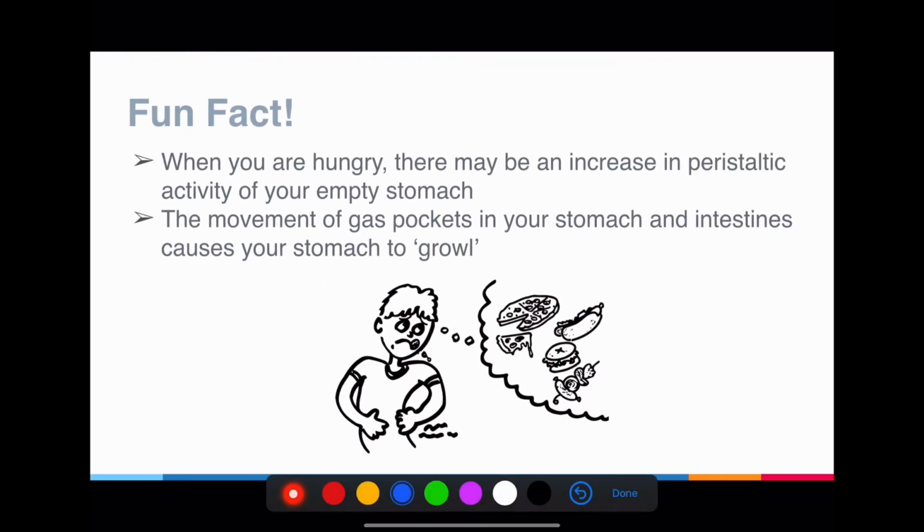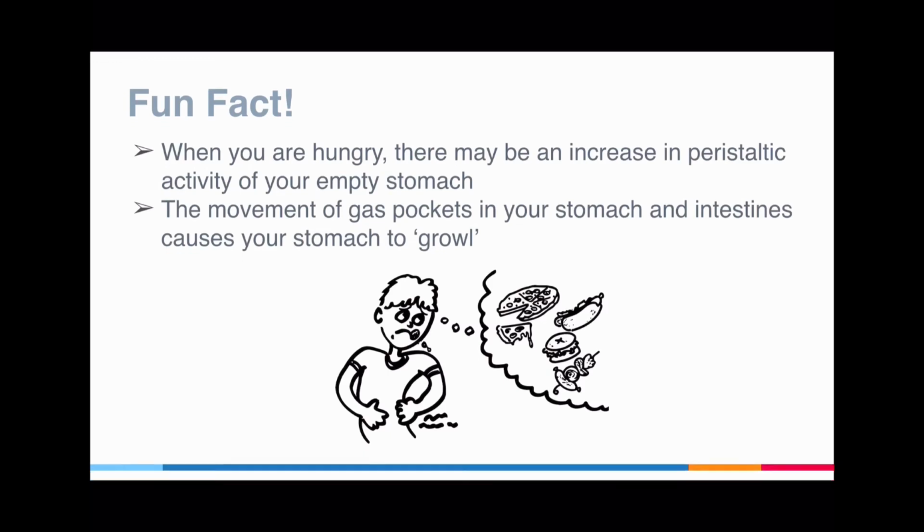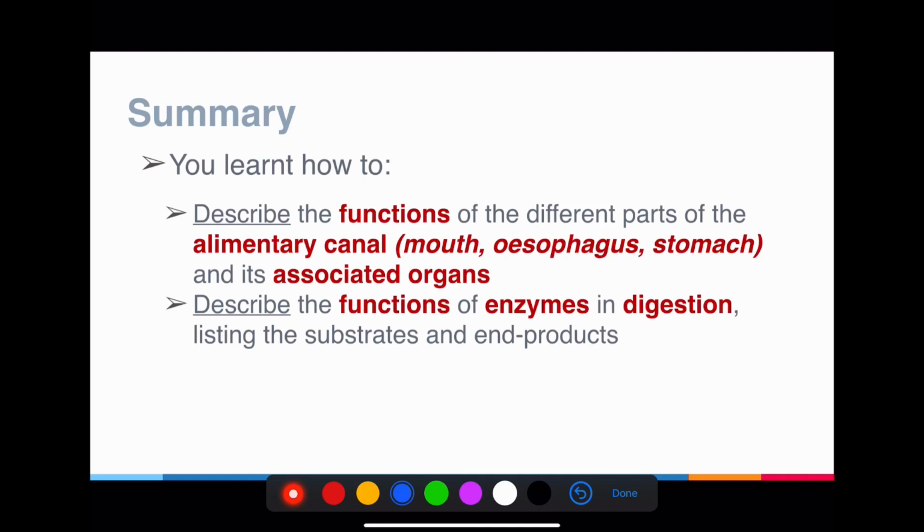Now, just a fun fact, whenever you're hungry, you realize that there's an increase in peristaltic activity in your stomach. That's why you hear this growling sound, because the stomach is trying to signal to you so that you can go and get some food. So in this part of the video, we learn about the main concept of how the mouth, esophagus, and stomach play a role in digestion.